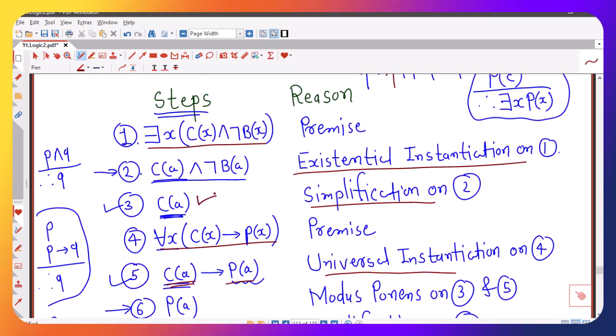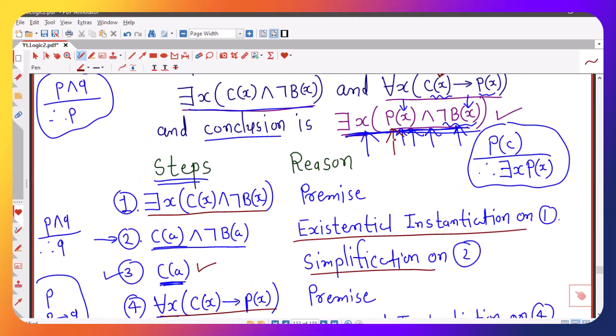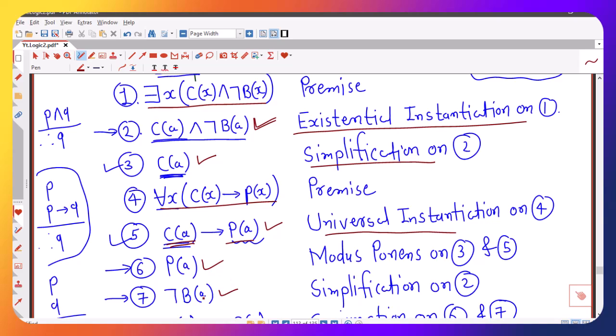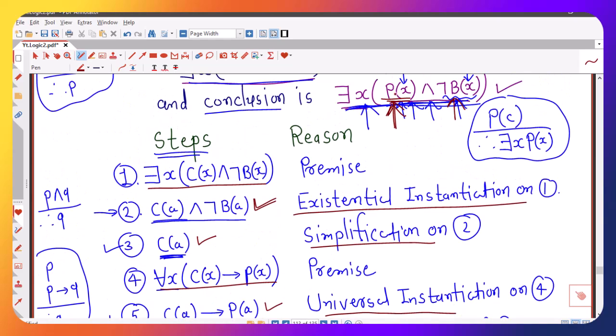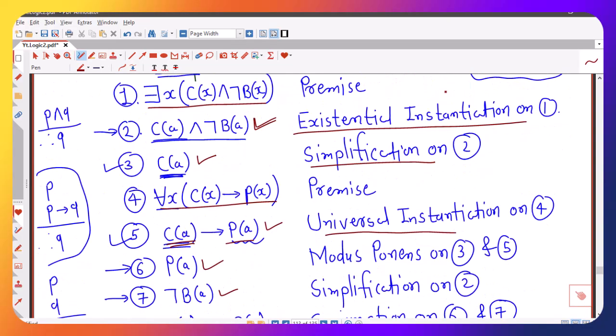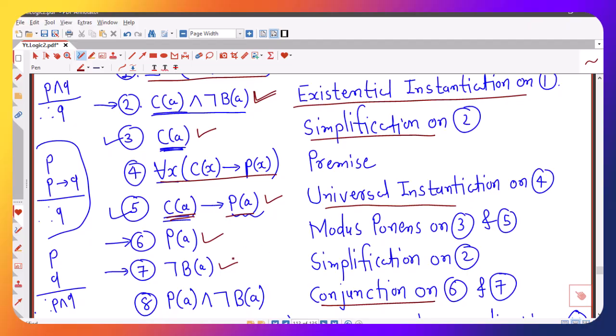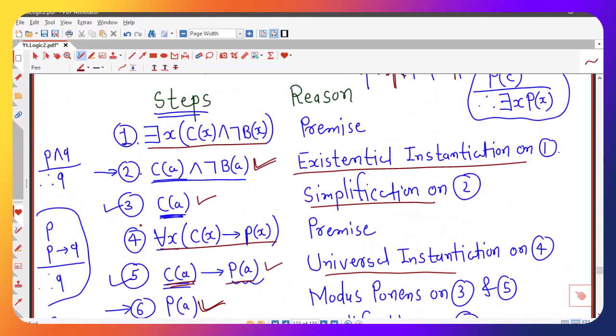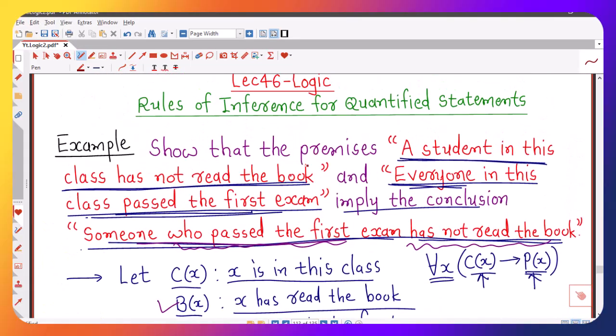After that I use modus ponens on 3 and 5 and I get P of a. So this Px is required here. Now to get negation of Bx, I again applied simplification on step number 2 in the next step, and I obtain negation of Ba, and here I require conjunction of P and negation B. Therefore I applied conjunction on these two, 6 and 7, and then using existential generalization I am able to get my conclusion. So in the next step you can write that therefore given premises imply the given conclusion.